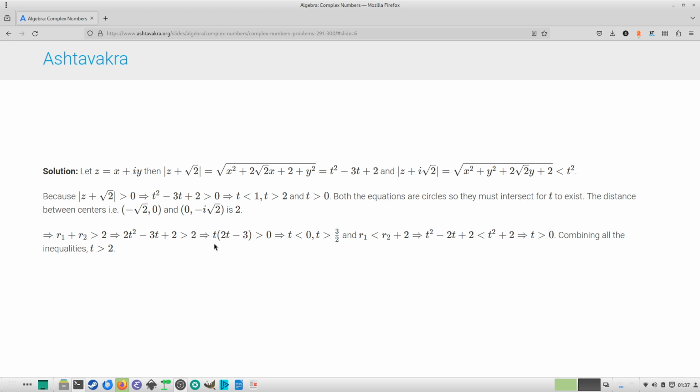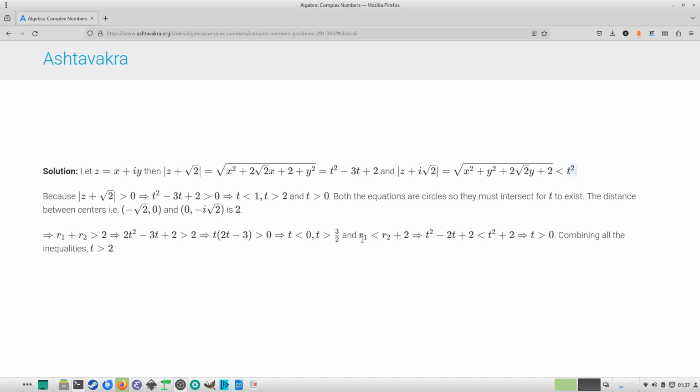So that means t into 2t minus 3 greater than 0. This we got from the radius here and radius here. Therefore, t less than 0 or t greater than 3 by 2.